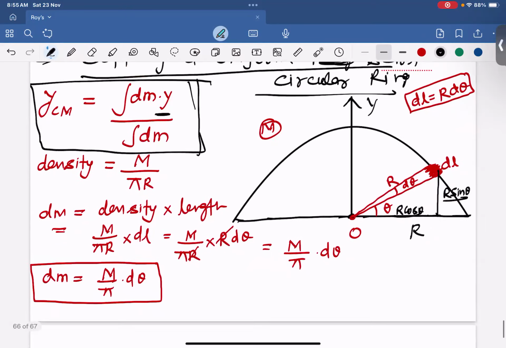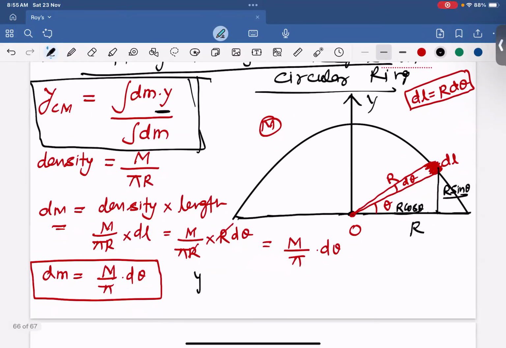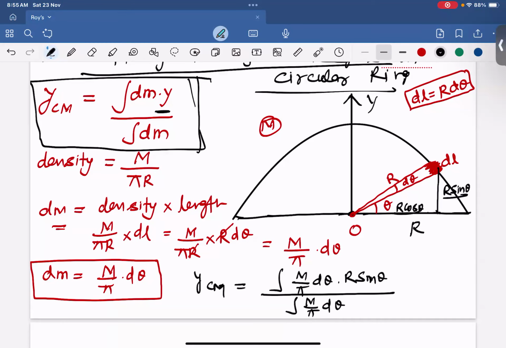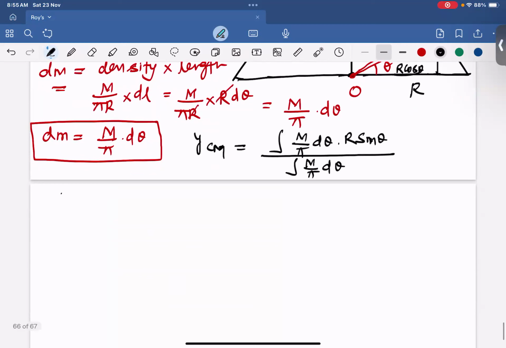Okay, that means now y center of mass is the integration of dm, which I found as m by pi d theta, into y, where y is r sine theta, divided by the integration of m by pi d theta. M by pi is constant, so I can take it outside.